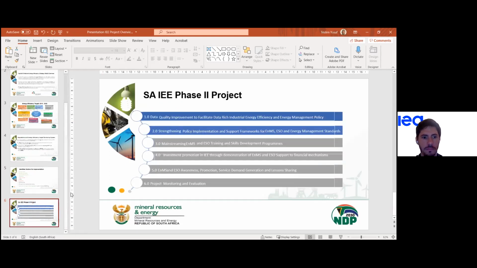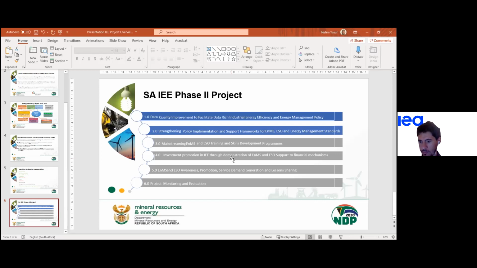And lastly, on this slide, I just wanted to share that the South African Industrial Energy Efficiency Project that is funded by UNIDO is quite extensive. It's been running for almost 10 years now. And we, as the Department of Energy and SENEDI, are focused around the first two components, where we looked at your data quality improvements. So it comes back again to data, and we're trying to use that data to facilitate rich industrial energy efficiency and energy management policy development in South Africa.